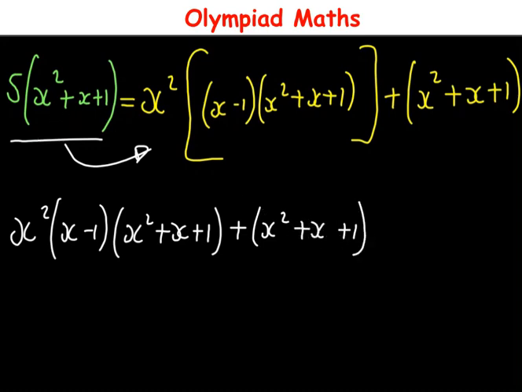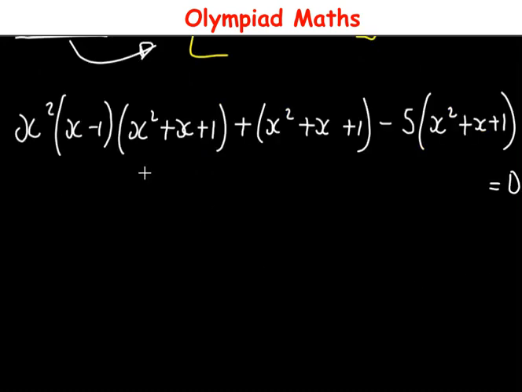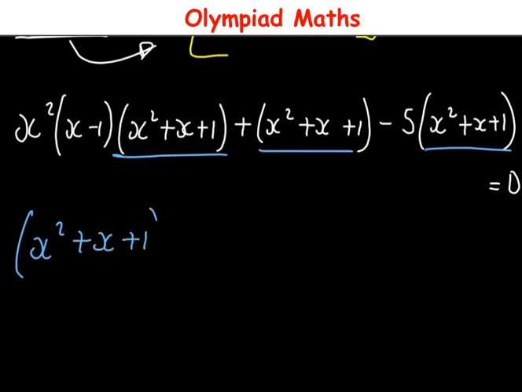Then if this is coming to this side of the equation, it becomes minus 5 into bracket x squared plus x plus 1. So all of this equals 0. From here, we have a common factor, which is x squared plus x plus 1. So factorize out this, we have into bracket x squared plus x plus 1.